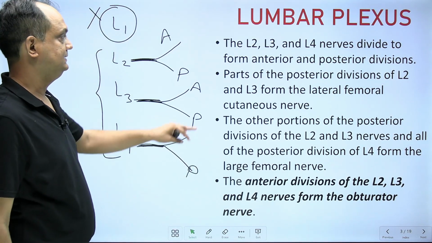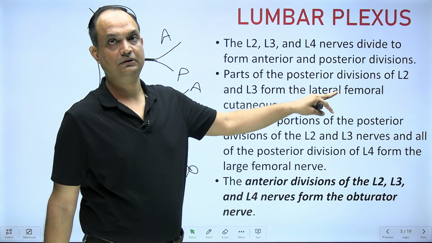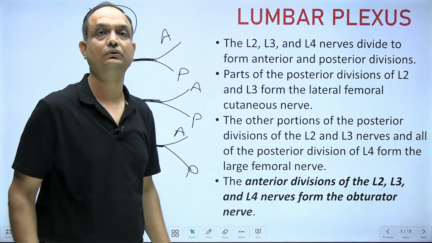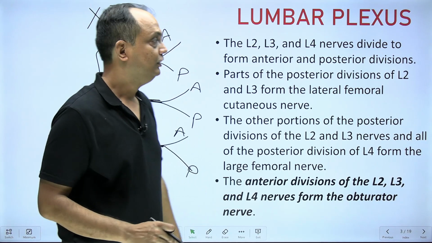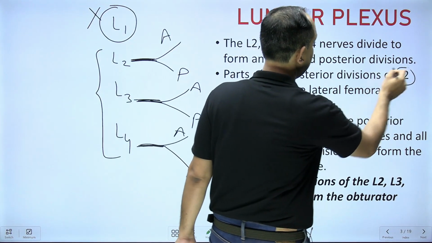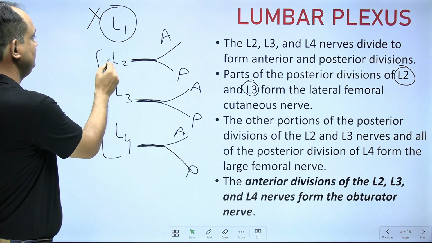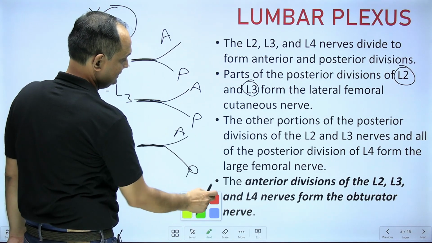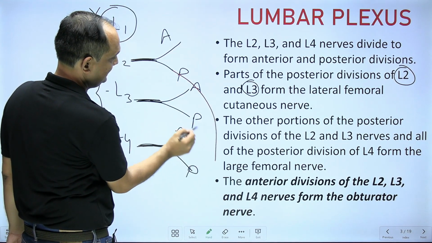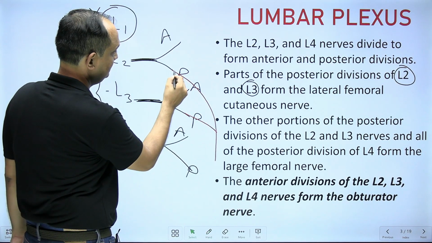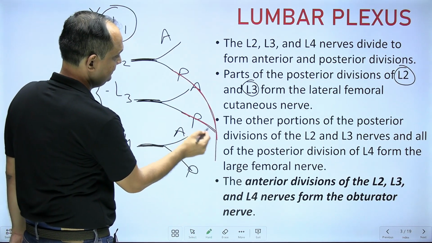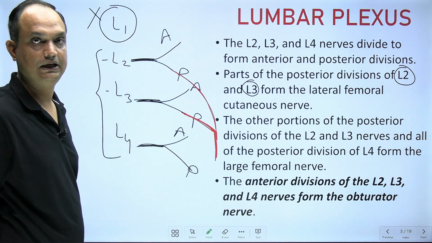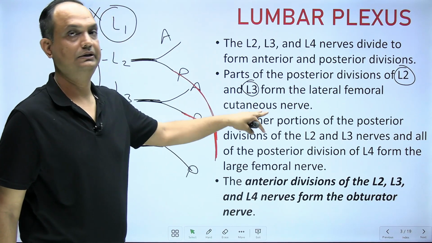Now what happens next is that part of the posterior divisions of L2 and L3 form the lateral femoral cutaneous nerve, also known as the lateral cutaneous nerve of the thigh. So which roots are these? It is L2 and L3, but which division? The posterior division. Here you can see the posterior division; I am using the red color for this. This posterior division of L2 and the posterior division of L3 join, and this will form the lateral cutaneous nerve of the thigh, or lateral femoral cutaneous nerve.